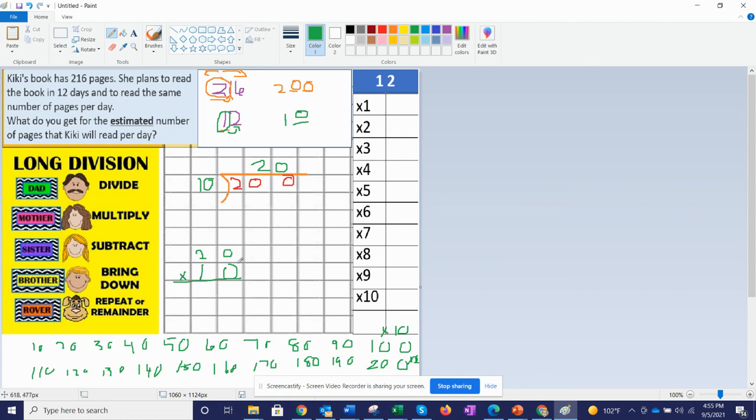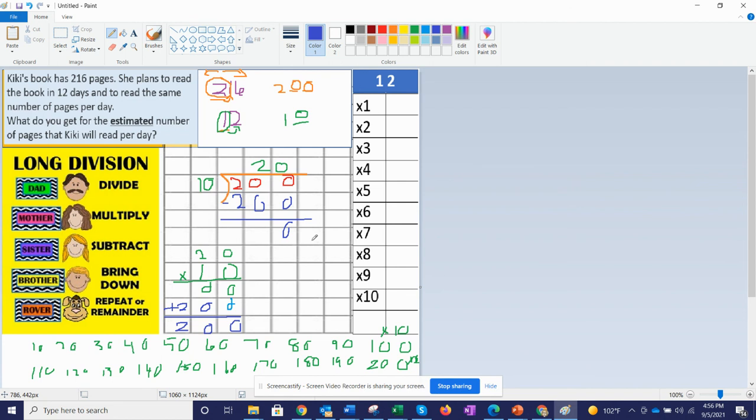Let's see here. 0, 0, placeholder 0. 1 times 0 is 0. 2 times 1 is 2. Add them up. Yep. 20 times 10 is 200. No matter how you look at it, 20 times 10 is 200. So I can take my 200, put it there, subtract. I get nothing left over, no remainder, right?